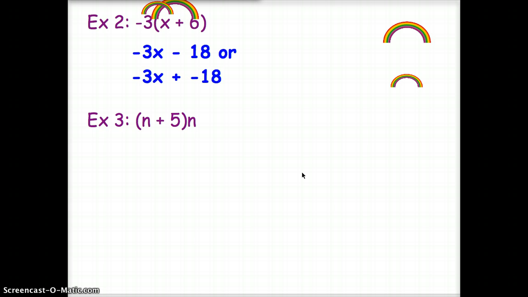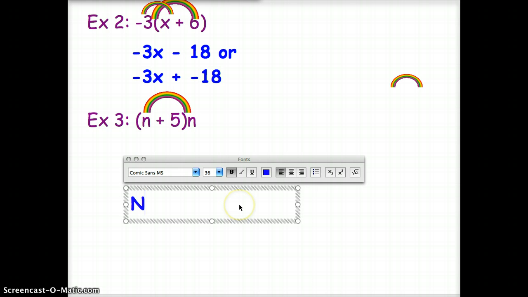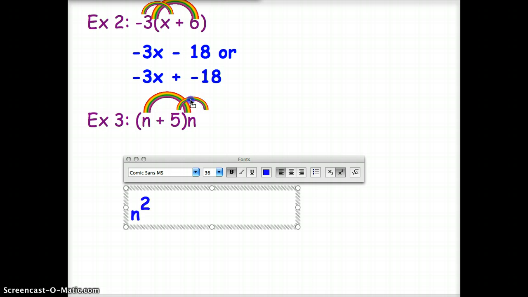Let's look at this one. The sum of n and 5 times n. Even though the n is behind our n plus 5, it's still going to work the same way. I'm going to take n times n. N times n is going to give me n to the second power, or n squared. Then I'm going to take n times 5. So I'll end up with n squared plus 5n.